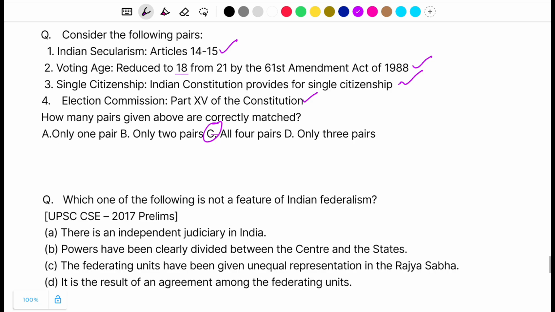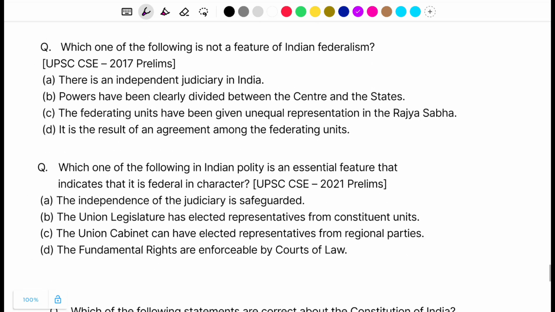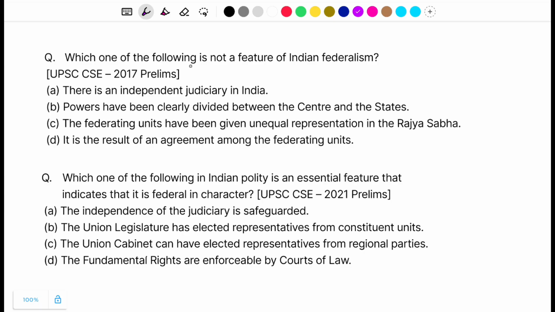Option C is correct. Now let us discuss the next question. Which of the following is not a feature of the Indian federalism? This was asked in the 2017 prelims. First statement, there is an independent judiciary in India. Option B, powers have been clearly divided between the center and the state. The federating units have been given unequal representation in the Rajya Sabha. Okay. It is the result of an agreement among the federating units.